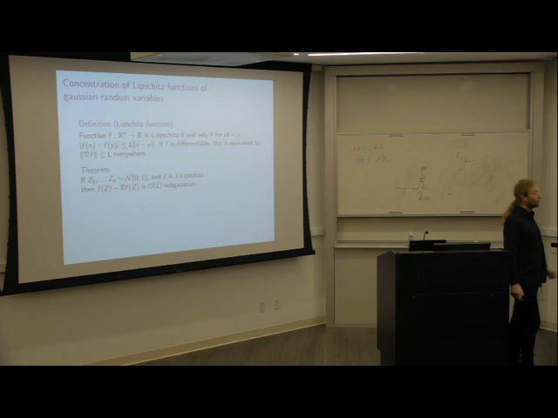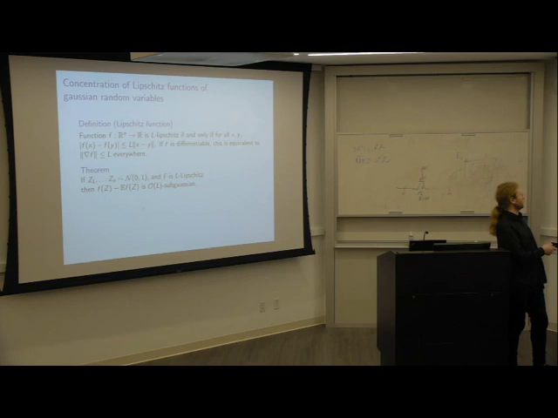So one extremely strong inequality is that whenever I have a Lipschitz function and I apply it to Gaussian random variables, independent Gaussian random variables, this is crucial here of course, then this new random variable is going to be about L sub-Gaussian around its expectation.